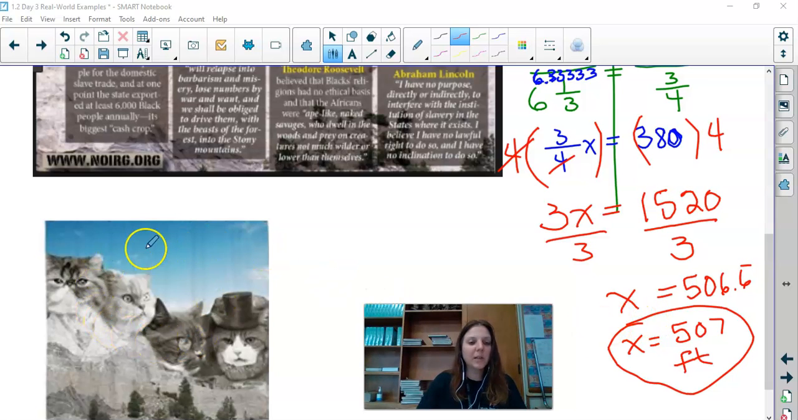All right, so here's a kitty Mount Rushmore. I think it's pretty cute.